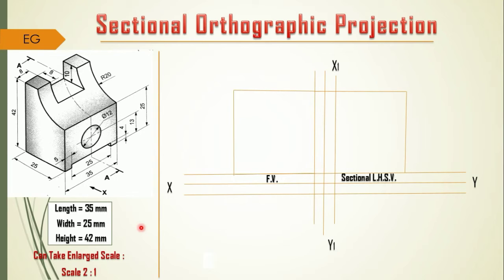Okay, this is all about that scale. Now here, by our regular practice, we construct the reference line xy and another intersecting reference line x1 y1. Now as we have to draw the LHS view according to the first angle method of projection, it comes to the right side of your front view. So here we have the location of the front view, and just to its right side we have the location of the sectional left hand side view.